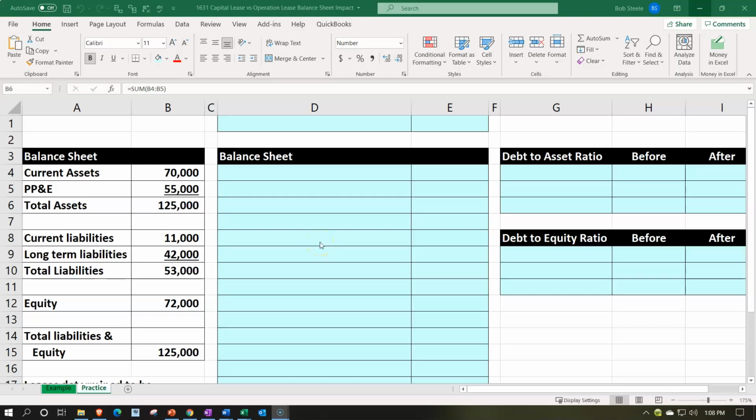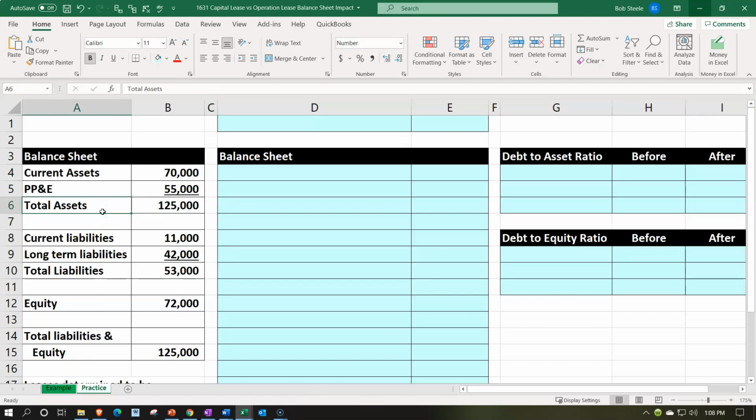Here we are in our Excel worksheet. If you have access to the Excel worksheet and would like to follow along, note that we're in the practice tab as opposed to the example tab. The example tab, in essence, being an answer key. Information's on the left-hand side. We're going to populate that into the blue area on the right-hand side.